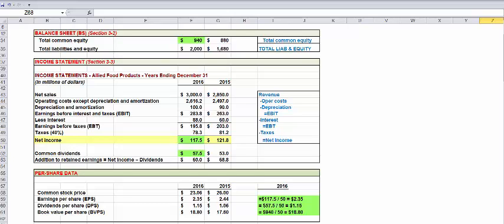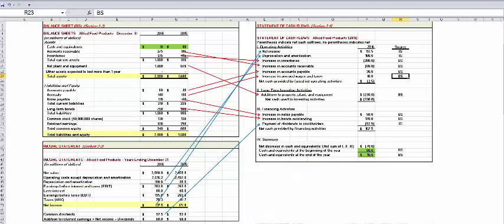Now we're going to look at the statement of cash flows and the statement of stockholders' equity. We're going to walk through them in more detail along with the free cash flow calculations. Again, this is not an accounting class, but I do want to take a few minutes to outline where the data for the statement of cash flows comes from, because it comes straight off the income statement and balance sheet. This is the statement of cash flows on the right for Allied for 2016.